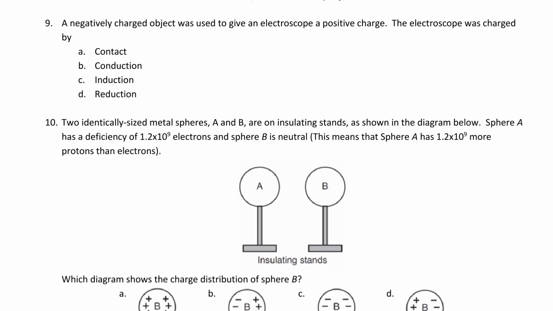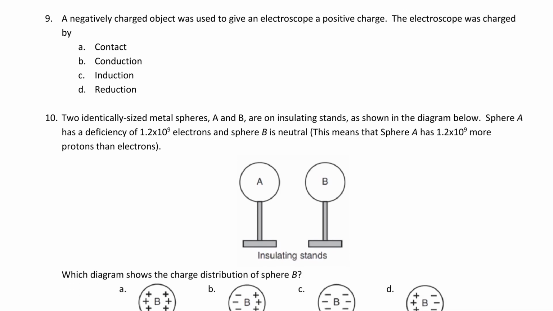Number 9. A negatively charged object was used to give an electroscope a positive charge. Okay, so now we have a negative and a positive. The electroscope was charged by contact. Nope, that's supposed to be the same. Conduction is another word for contact. It's the same. Induction is looking good. Reduction is some kind of chemistry stuff that we're not talking about right now. So induction is the opposite, which is what we're looking for.